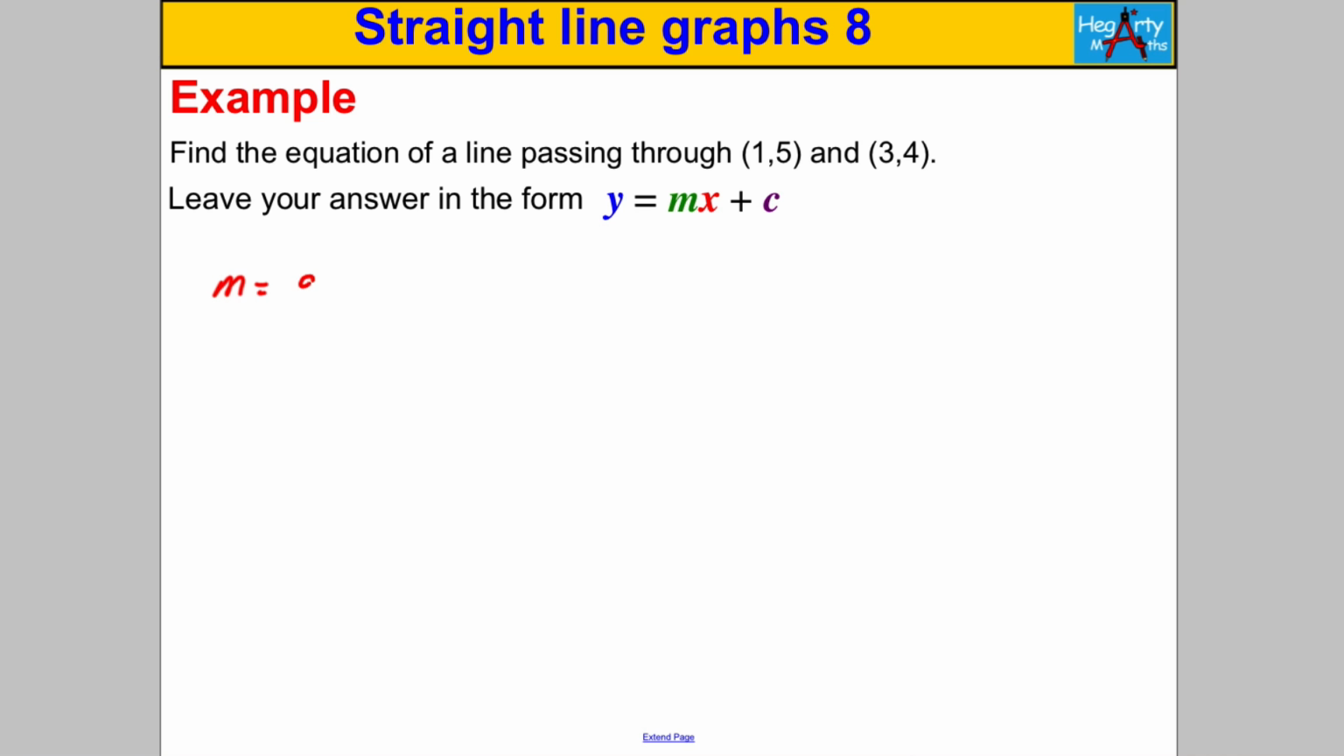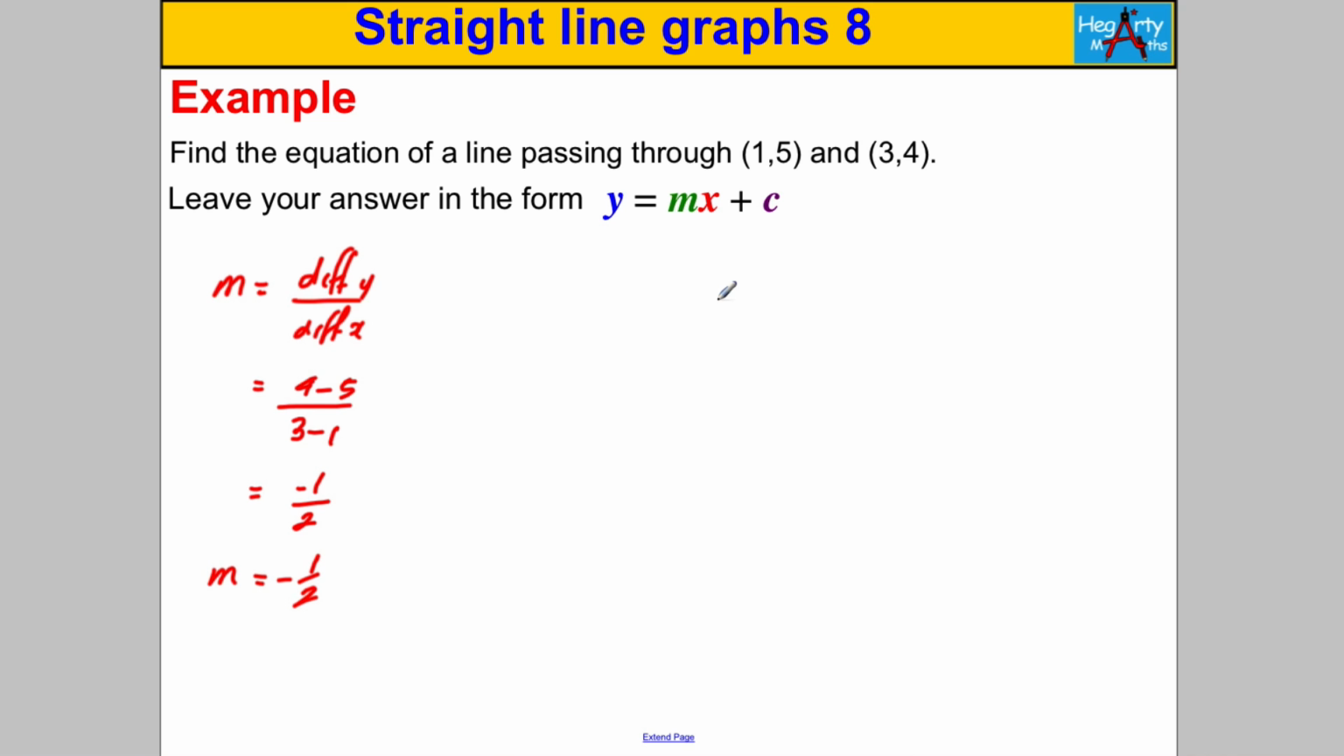Okay, m here is the difference in y again over the difference in x. So this is going to be 4 subtract 5 divided by 3 subtract 1. 4 subtract 5 is negative 1, so that's negative 1 over 2, which is negative a half.